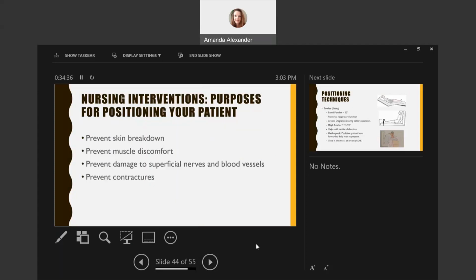Nursing interventions, purpose for repositioning your patient. The reason why we reposition our patients is basically to prevent skin breakdown and muscle discomfort. It's to prevent damage to superficial nerves and blood vessels. So we don't want to create any ulcerative areas. We want to prevent contractures.